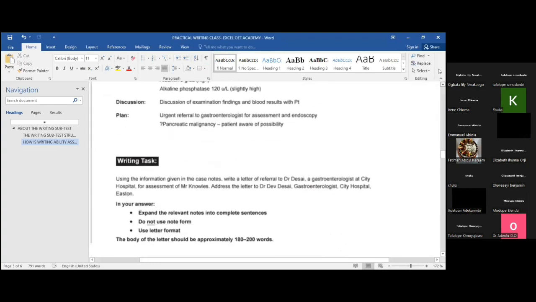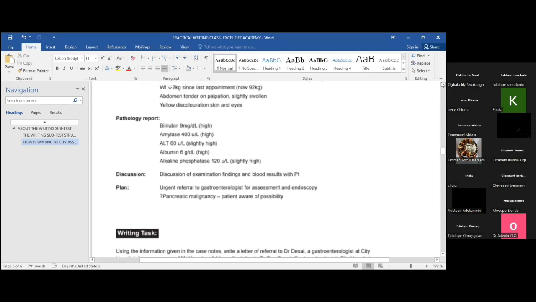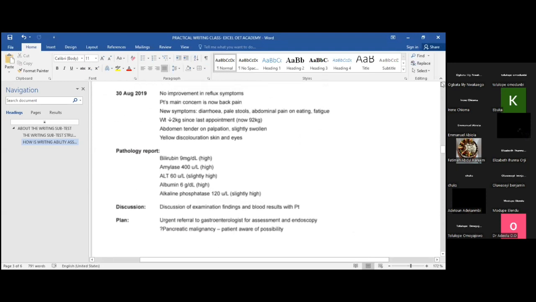Yes, sir. Okay. Now look at today's visit. Now this is today's visit. Now let's look at things that might not be important. Remember, this is pancreatic malignancy. So look at the first one: no improvement in reflux symptoms. All right. Now, the patient's concern is now back pain.